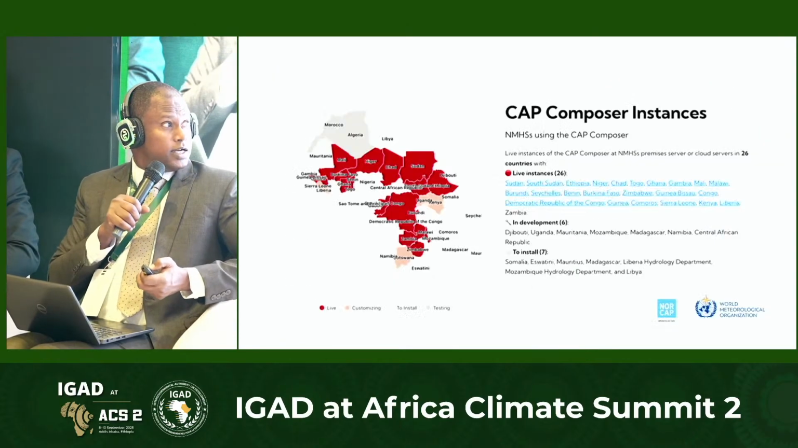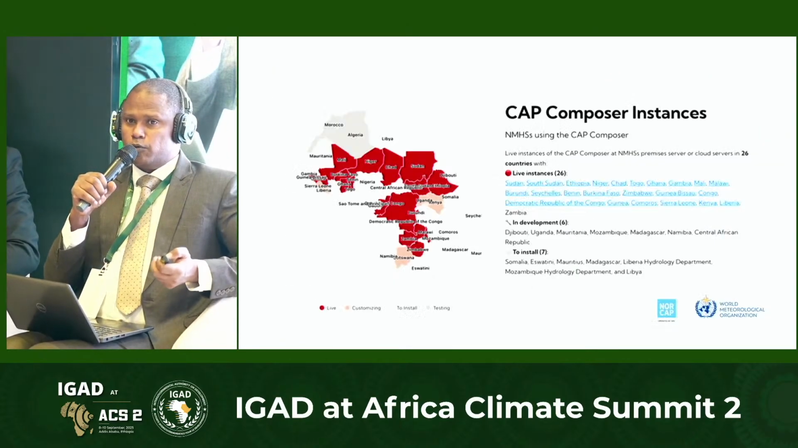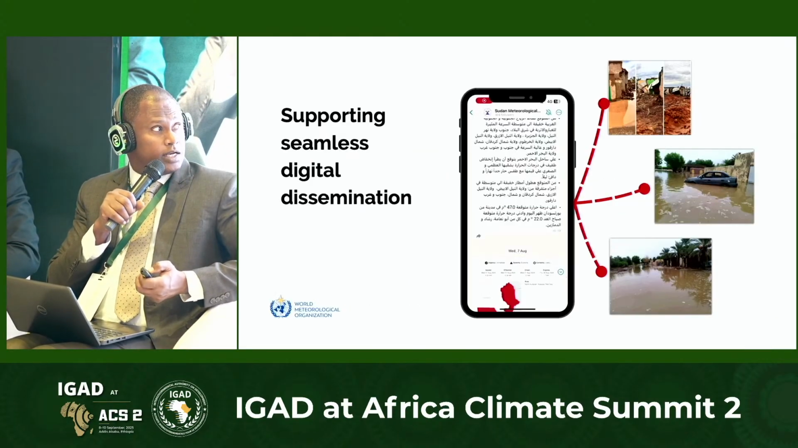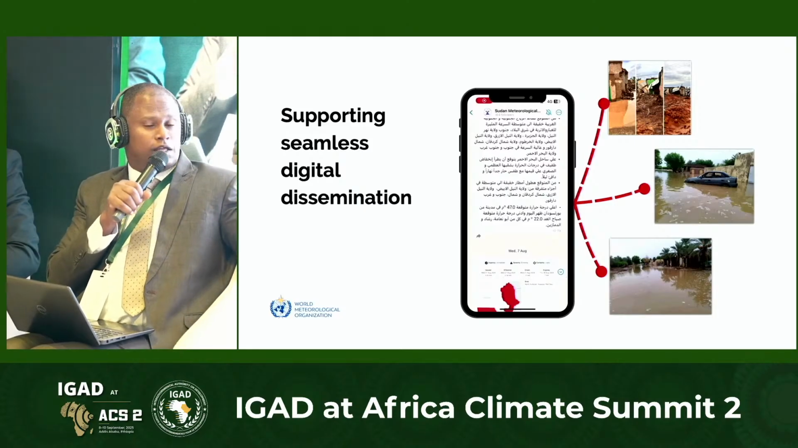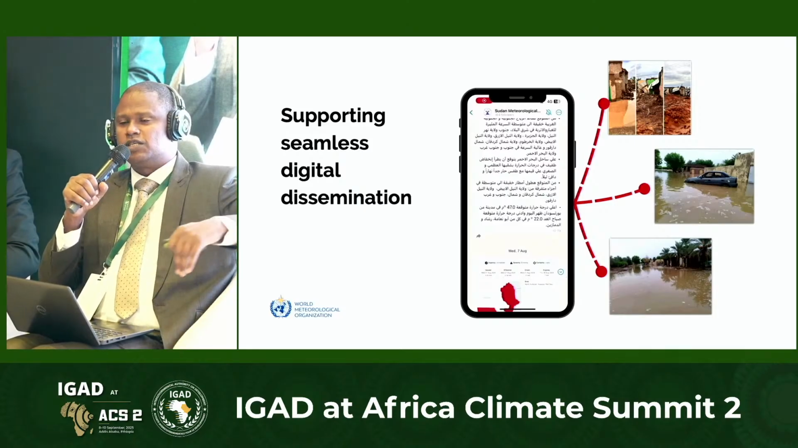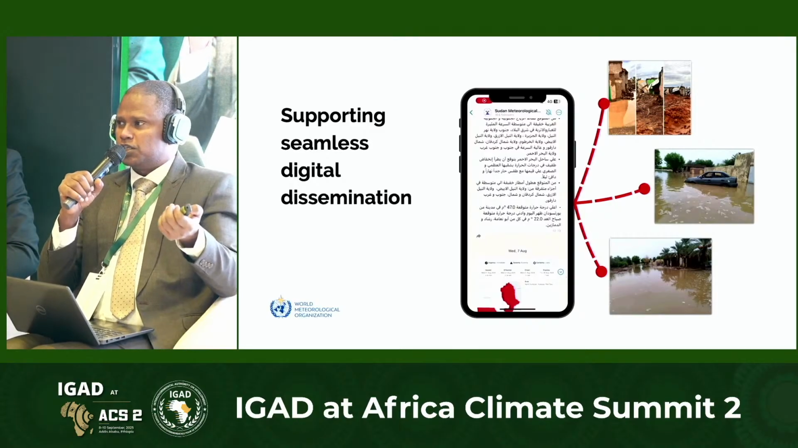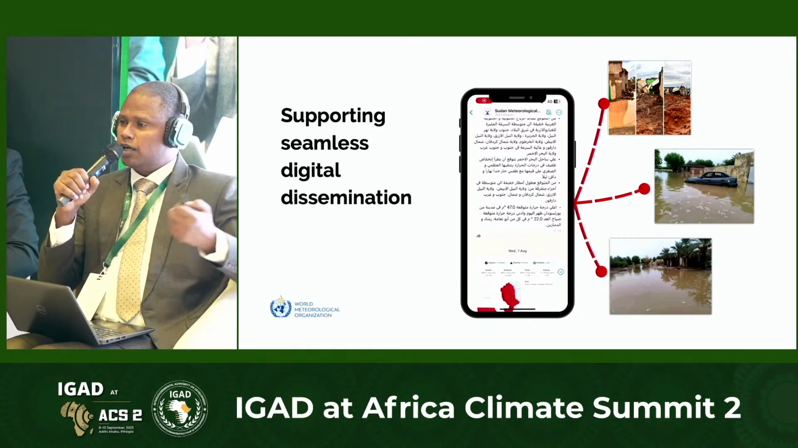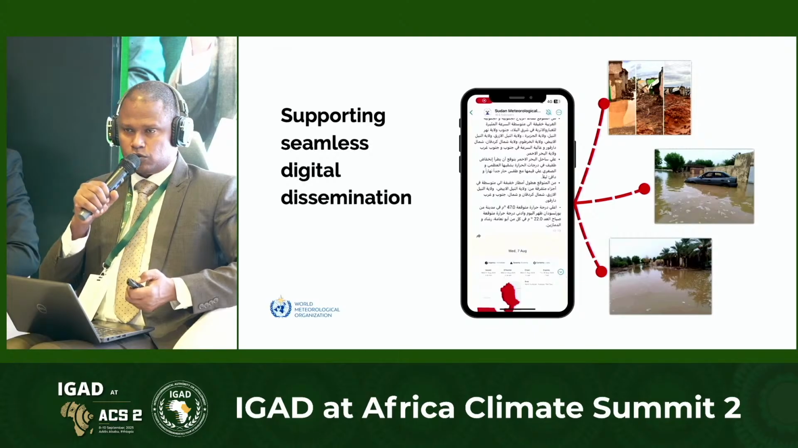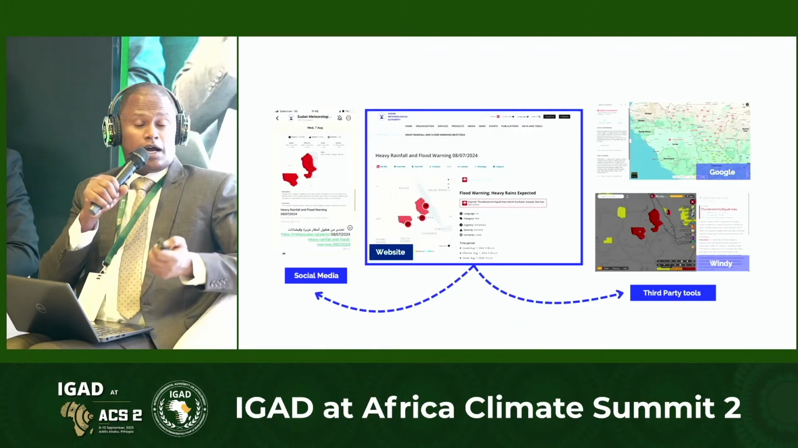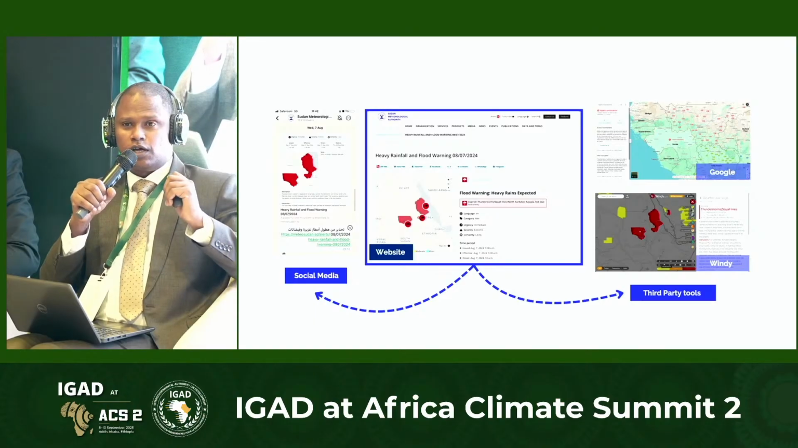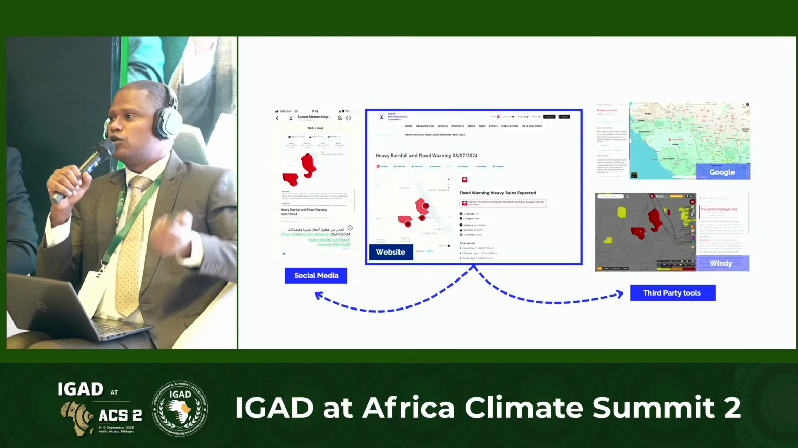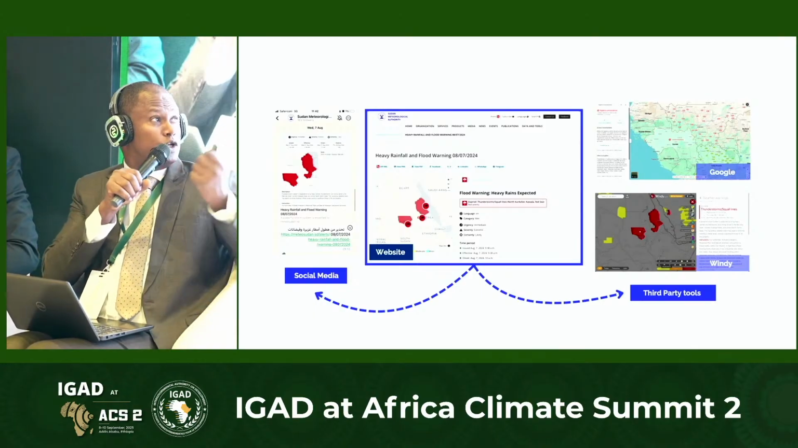So these are examples of where countries are currently using the CAP Composer. The same countries that use CleanWeb are benefiting from the CAP Composer. And here are examples of how warnings are seamlessly disseminated through the different communication channels available to the national services. For example, this is an example from Sudan and how the warnings are disseminated to social media. And another example here: to the left, they go to social media, and to the right, they go to the global platform that shows warnings, including Google.